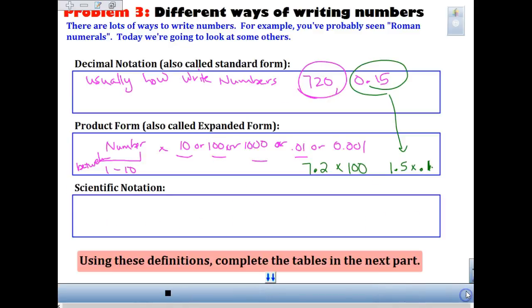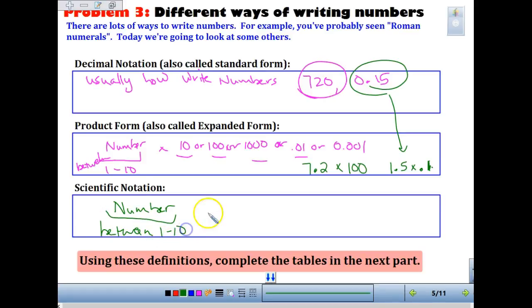Okay? So, what we want to take a look at is scientific notation. And this is mostly what we're going to be working on. So, scientific notation is we are going to, again, have a number. This first number has to, again, be between 1 and 10. It's going to be times 10, and then you're going to have a power or an exponent. This exponent will either be positive, or this exponent will be negative.